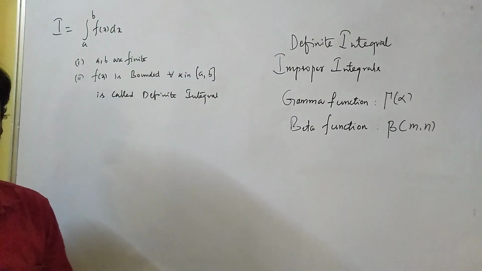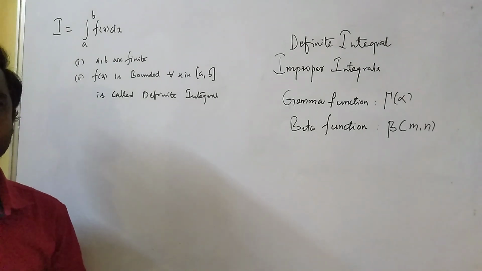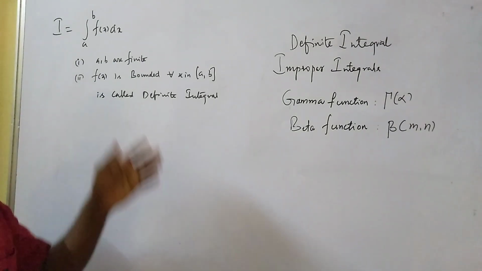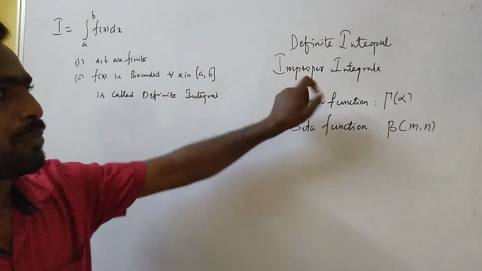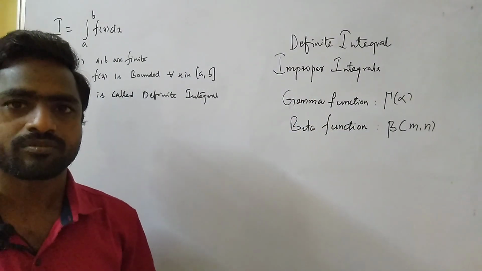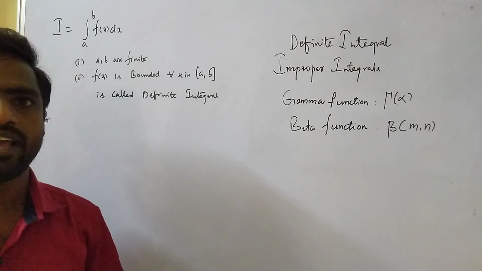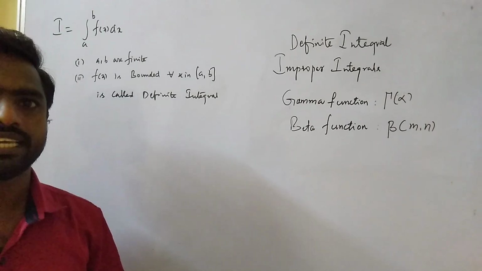We have all learned this in the lower sections, intermediate level. So we already discussed so many problems. Okay. So now, second topic is the improper integral. So improper integral means either limits are infinite, or the function is infinite in the given interval.